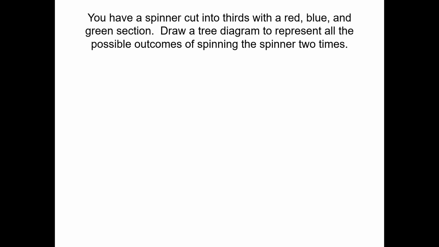Now that you have your tree diagram, you can follow through your possible outcomes. So you should be able to look at your tree diagram and see that you have a red, red as an outcome, a red, blue as an outcome, a red, green as an outcome. You have a blue, red as an outcome, a blue, blue as an outcome, and a blue, green as an outcome.